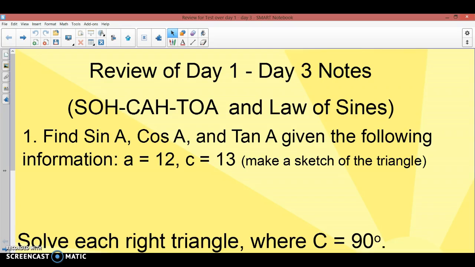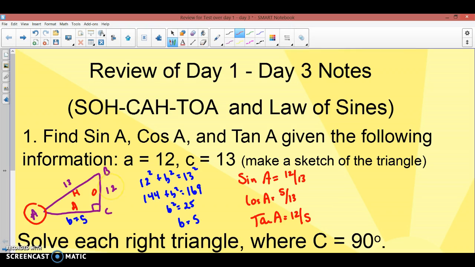Okay, so we're going to do a little review here for your test next class. So the first one is asking you to find the sine of A, cosine of A, and tangent of A, given the following information, that side a is 12 and side c is 13. So go ahead and pause the video and work through it and then hit play to see the answer.